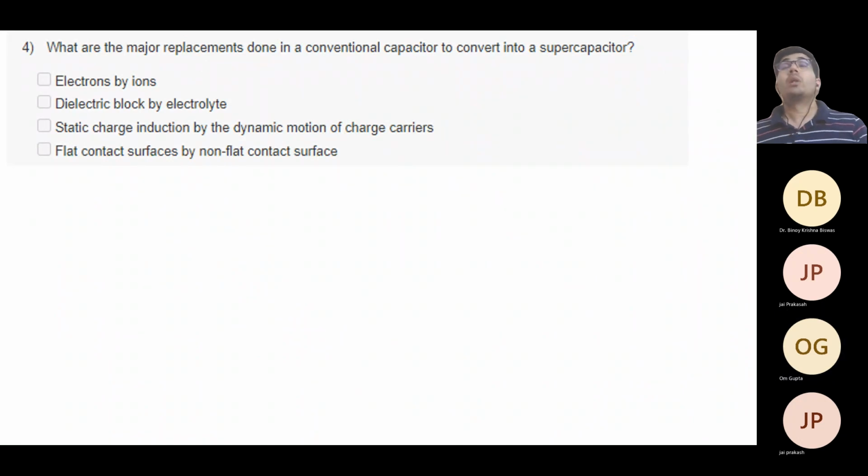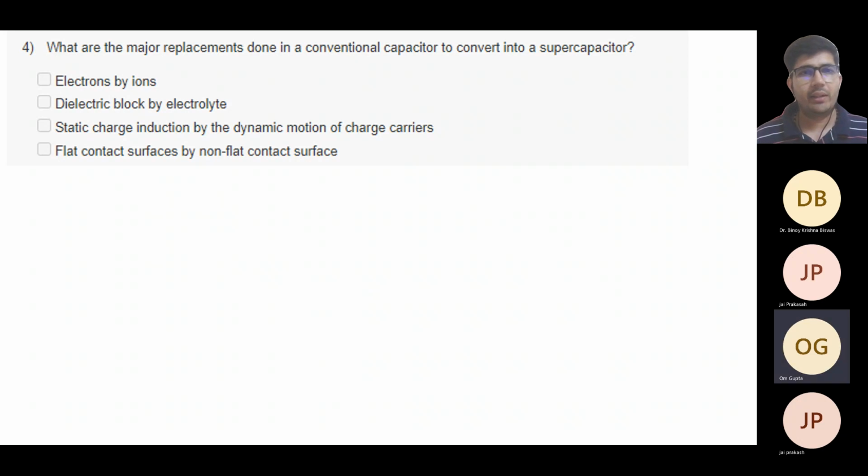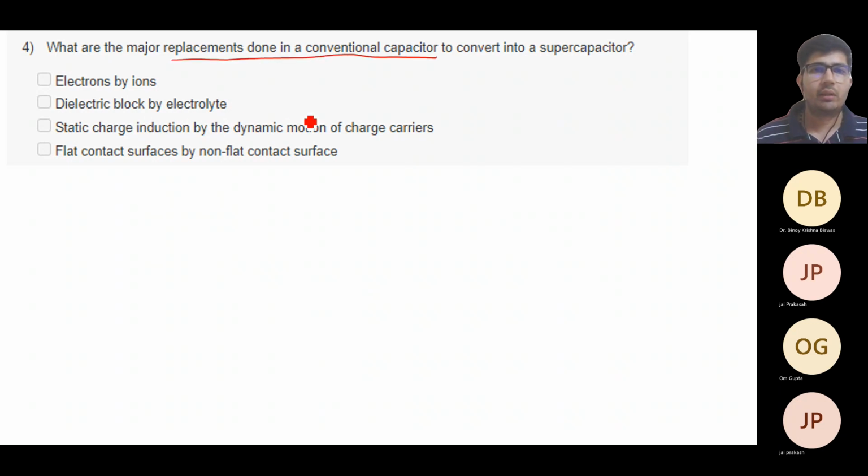So let's come to question number 4. What are the major replacements done in a conventional capacitor to convert it into a supercapacitor? Try to recall our first few slides.